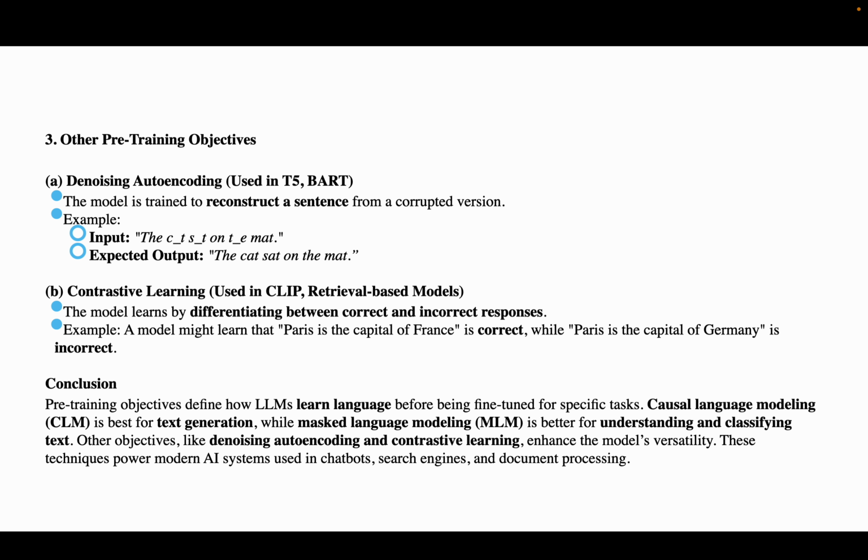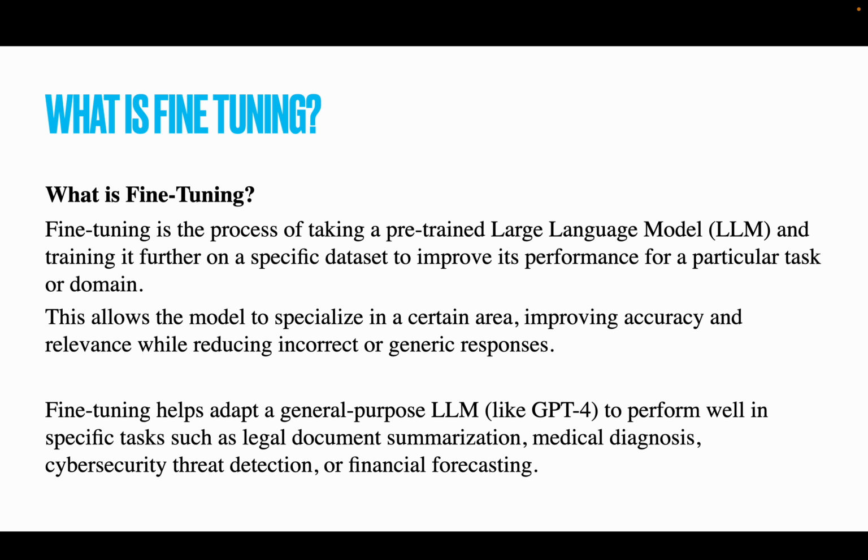Okay, so the conclusion is pre-training objective defines how LLMs learn language before being fine-tuned on a specific task. Causal language modeling is best for text generation. Masked language modeling is better for understanding and classifying text. And other objectives like denoising autoencoding and contrastive learning enhance the model's versatility, and these techniques power modern AI systems used in chatbots, search engines, and document processing.